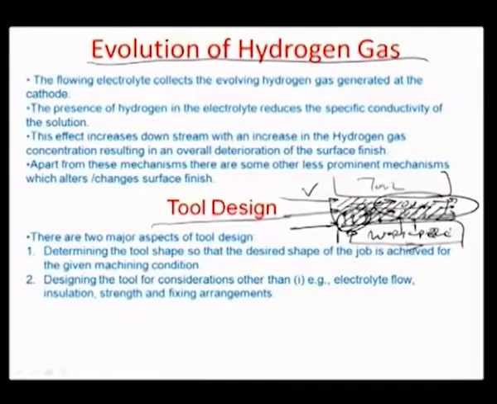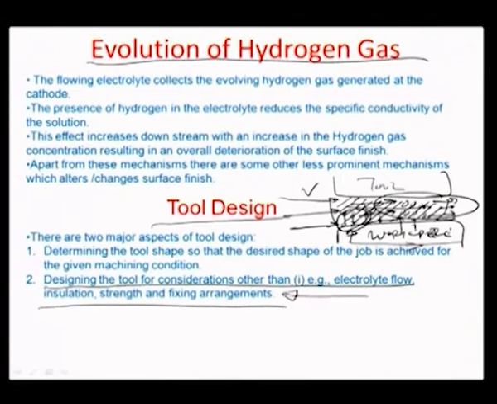And the other reason is that the electrolyte flow that the tool would have creates a lot of effects on the overall material removal rate. So, the way that the electrolyte is flown, the way that the sides of the tool are insulated, and the strength and fixing arrangements of the insulations onto the tool would be of great concern when we want to develop a good ECM process. So, we will look at the first aspect now, that is determining a tool shape, so that the desired shape of the job can be achieved for a micro machining or for a machining condition.